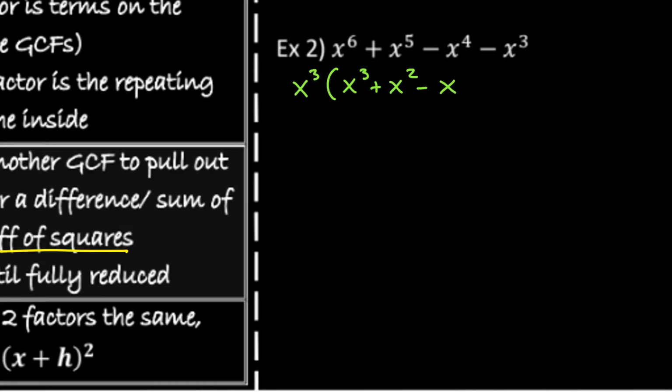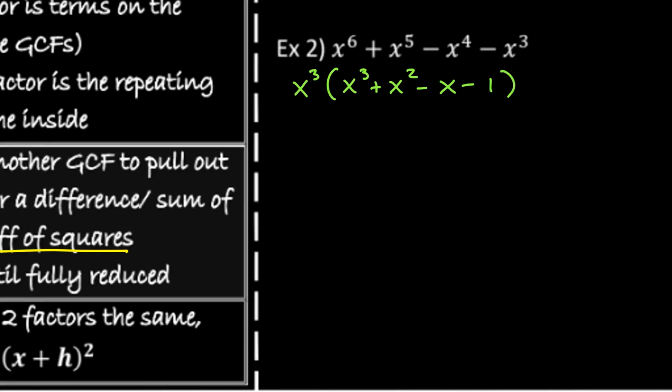And then what is x cubed divided by x cubed? What is 3 minus 3? 0. It's just 1. Yep. Because what is x to the 0 power? Is it 0? No, it's 1.